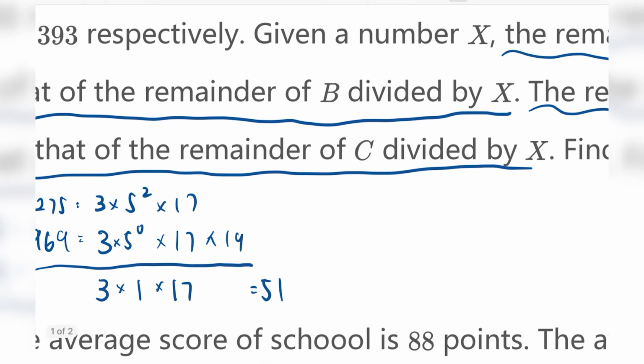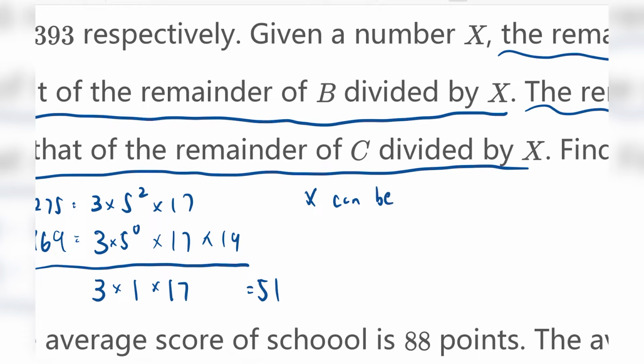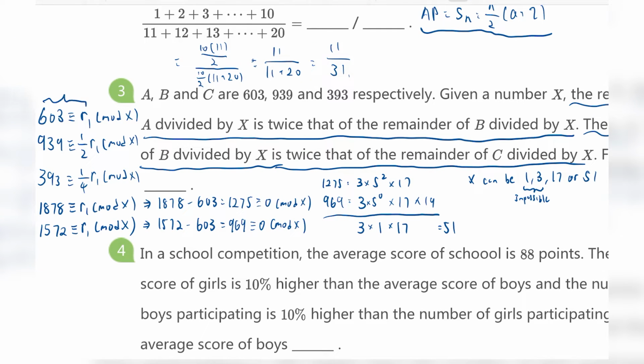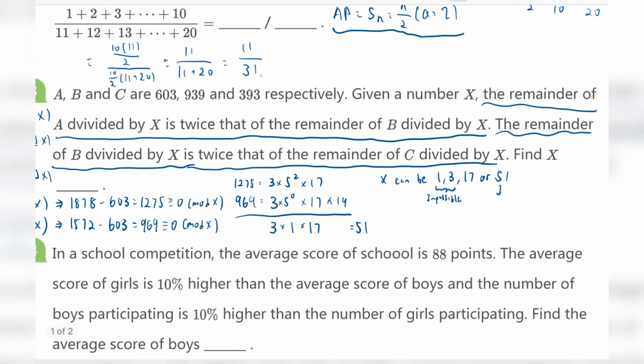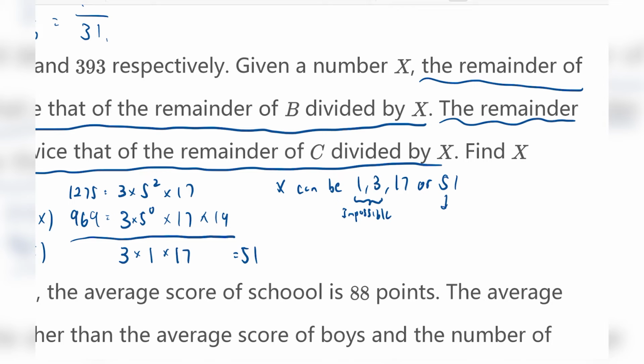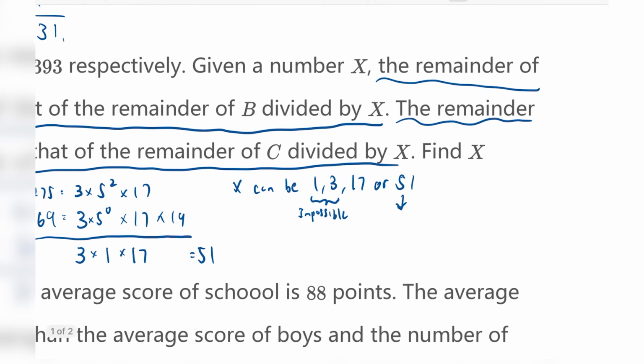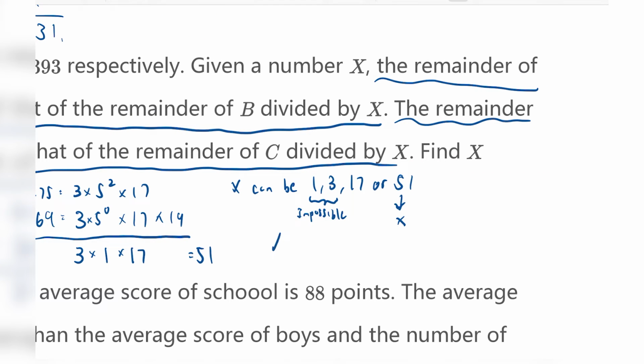So now, what would that mean? X can be 1, 3, 17, or 51. Of course, these two cases are impossible. I'll leave that to you to verify using these equations over here. Now, if we check 51, it is also wrong. When we divide by 51, we will notice that the remainder doesn't match what is stated. So this one is wrong as well. So finally, we obtain x equal to 17 as our final answer.